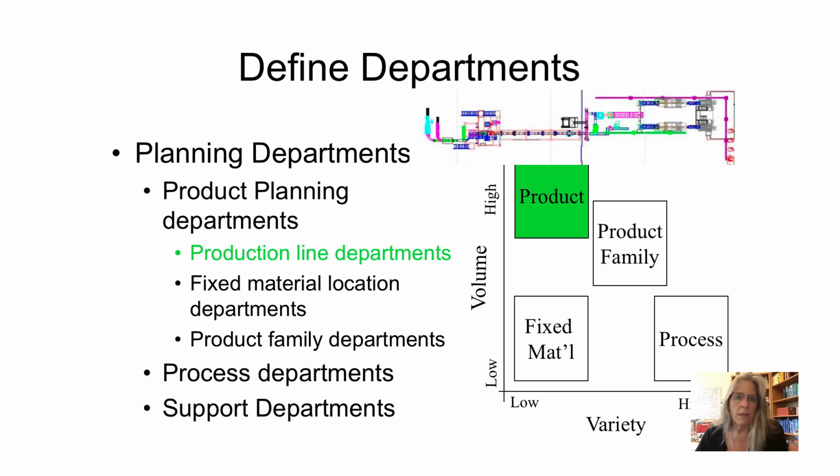Within the product planning department, there are three or four different types of product planning departments. If we put all these manufacturing products on a grid where we have variety of products produced versus volume produced, the first one is low variety and high volume. This is an assembly line. We're doing one or maybe two different products at a very high volume, with quite a bit of automation in the process, and you can imagine what that looks like.